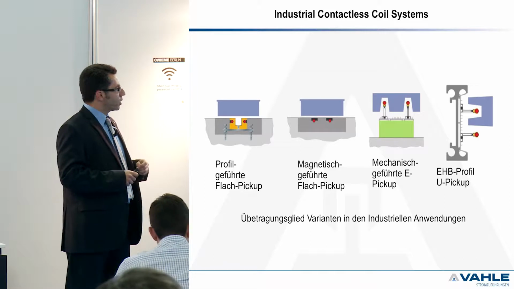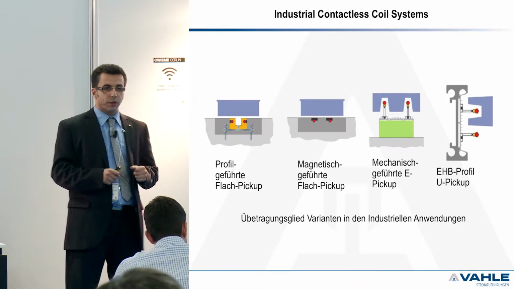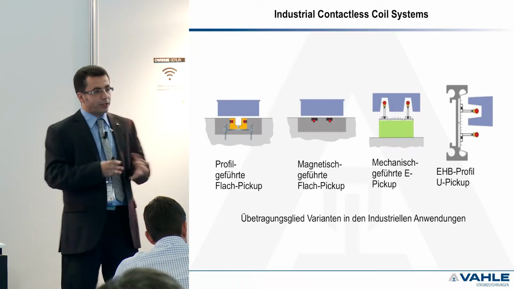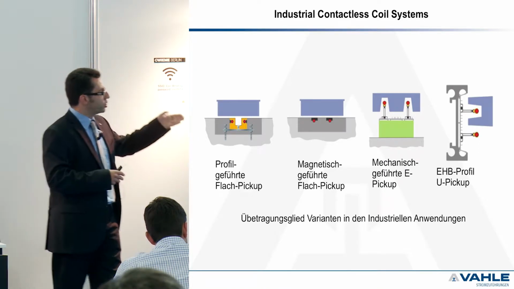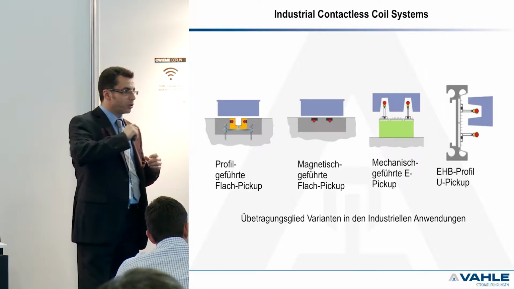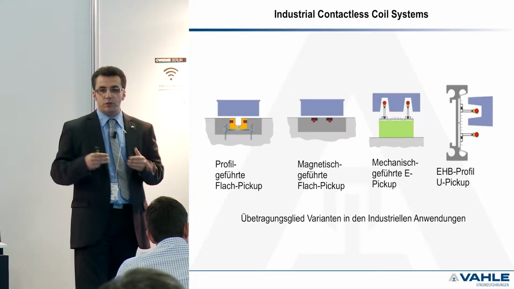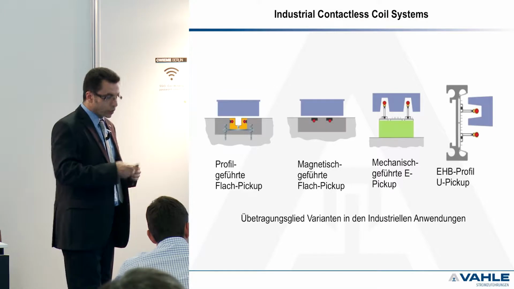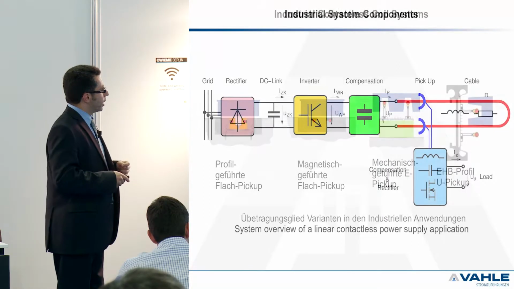Then you've got the mechanically guided pickups, which may have a better coupling, because in the case of the E-shaped pickup or the U-shaped pickup, you get around the wires, so you've got a higher magnetic coupling and you don't need so much reactive power. We're going to see how this works.